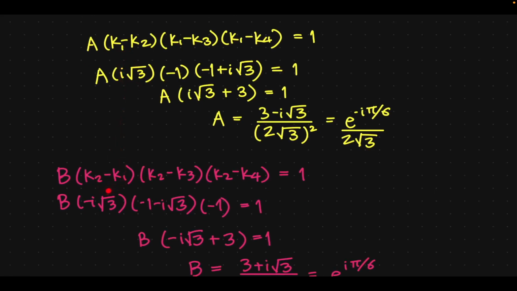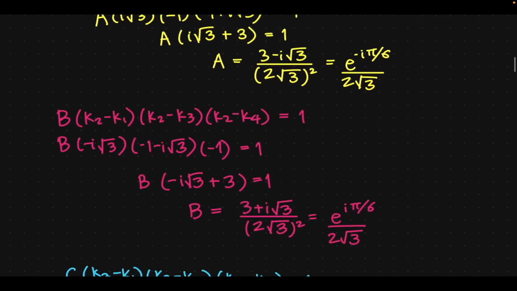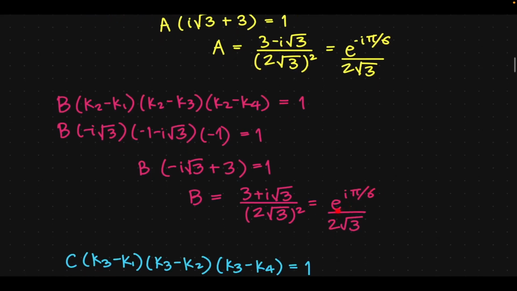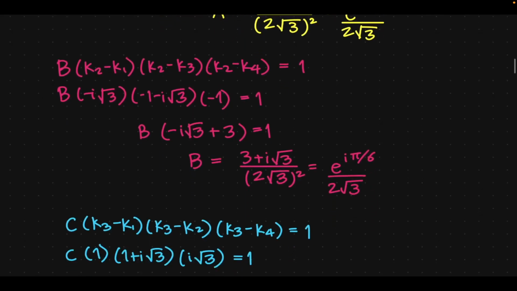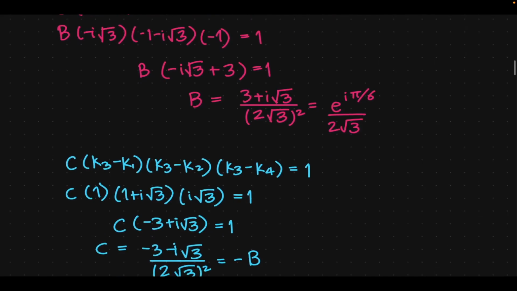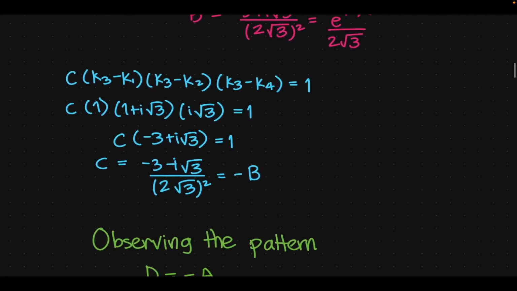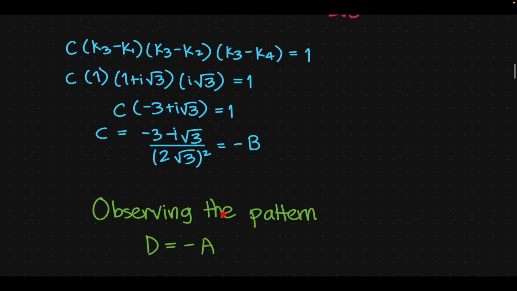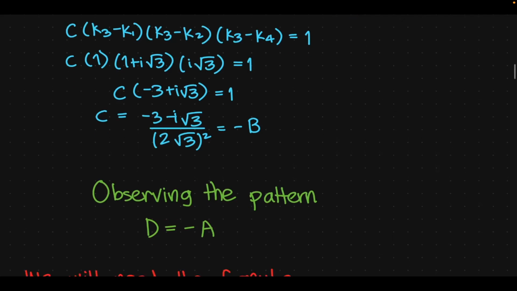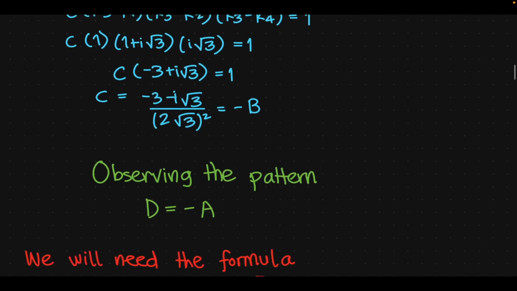Similarly for b, instead of k1 we'll have to plug in k2 now. Do the algebra, simplify that, and that gives us e to the i pi over 6 over 2 square root 3, essentially the complex conjugate of a. And c, doing a similar process with k3, will give us just minus b, and then observing the pattern of what's going on with the complex conjugates, we get d is minus a. So we've determined what a, b, c, d are.